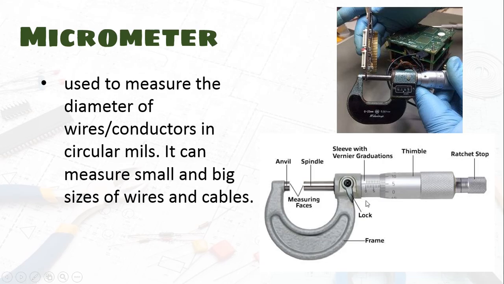And dito naman sa right side na to, yung sa sleeve with vernier graduations, so dyan natin binibilang at dyan natin binabasa kung gaano siya, kung ano ang kanyang size. Okay, so these are the parts of a micrometer.